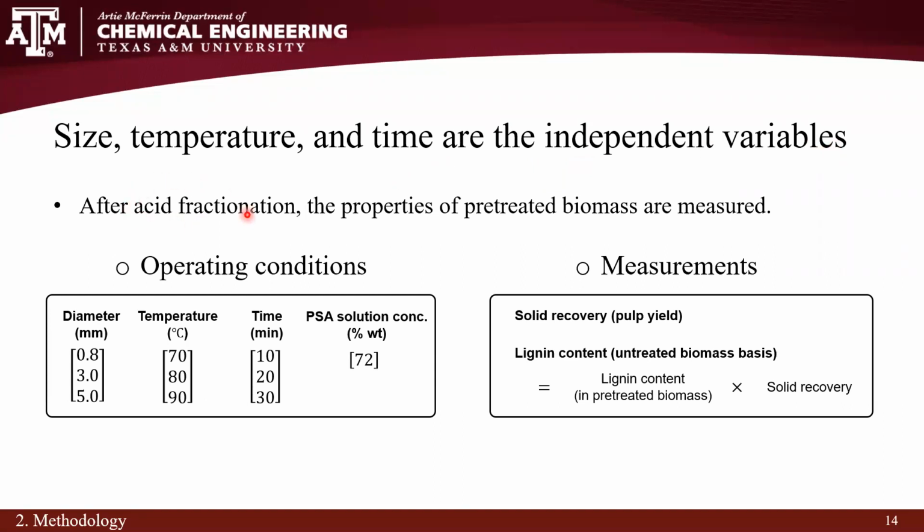So after the acid fractionation under different conditions, the properties of the pre-treated biomass are measured. To sum up the operating conditions, 3 different thicknesses of the biomass, which are 0.8, 3.0, 5.0 millimeter, and 3 different fixed cooking temperatures, which are 70, 80, and 90 degrees Celsius, and 3 different cooking times, which are 10, 20, 30 minutes, are performed under the fixed PSA solution concentration of 72 weight%. And under these operating conditions, 2 measurements are taken: the solid recovery, which represents the pulp yield, and the lignin content on untreated biomass basis, which is defined as the lignin content in pre-treated biomass times the solid recovery.